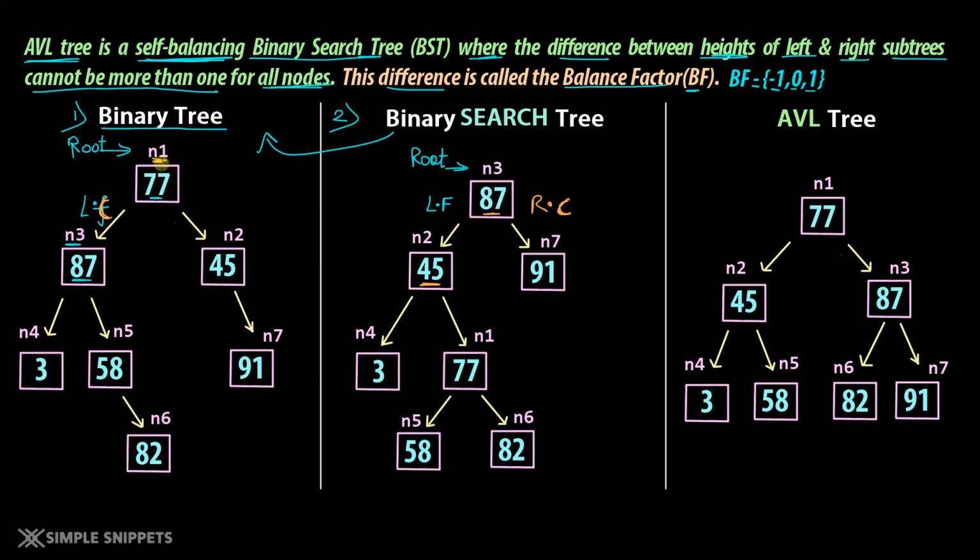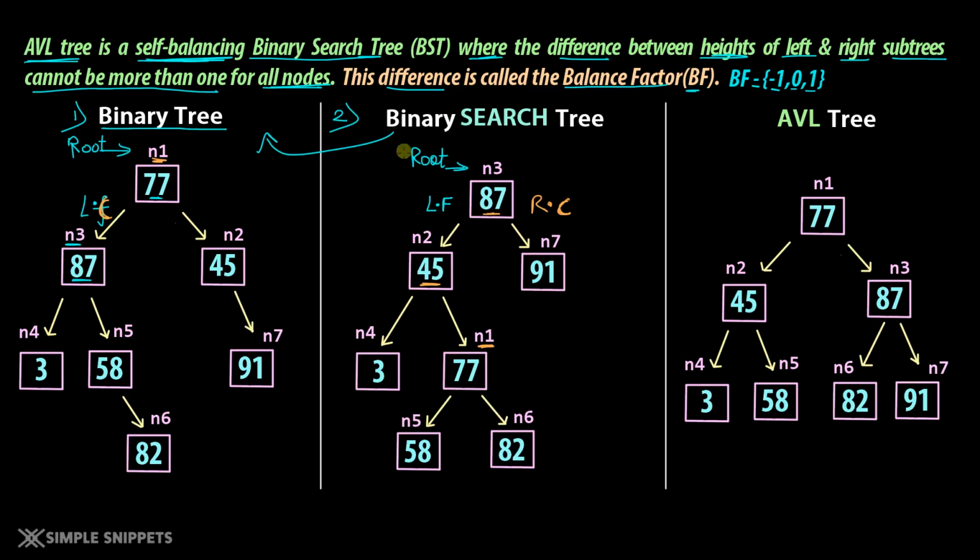So we have N1 over here as the root, but N1 is situated over here with the value 77 in this binary search tree because of this particular arrangement. So we have the same nodes with the same values, and structurally both of them are binary trees only, just that the arrangement is different in a binary search tree.